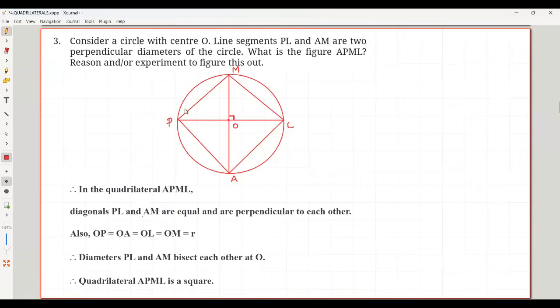OP, OA, OL, OM, these are all radii of the circle. This is the radius, this is the radius, and this is the radius. These are all equal to the radius of the circle. So the diameters PL and AM bisect each other at O. Therefore the quadrilateral APML is a square.